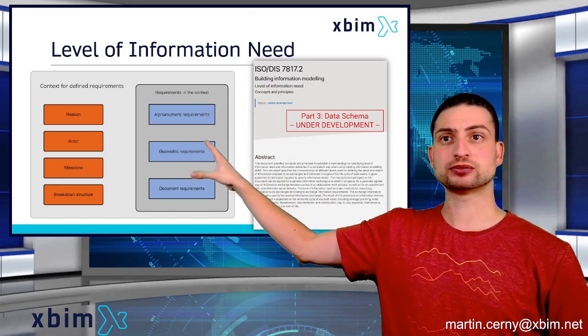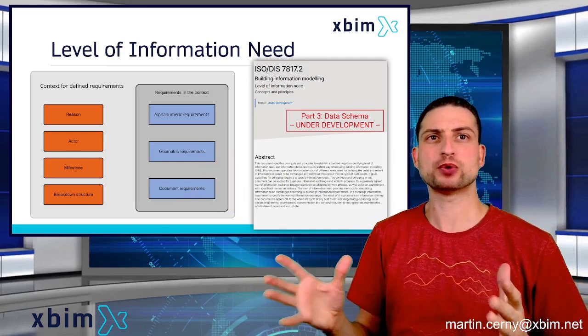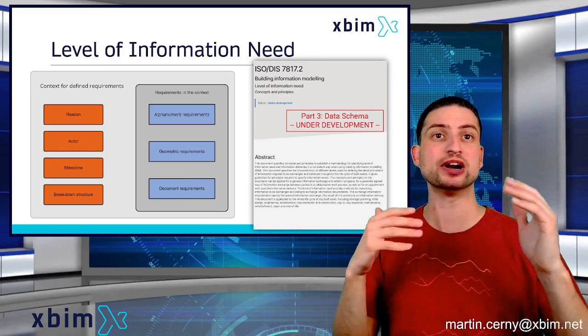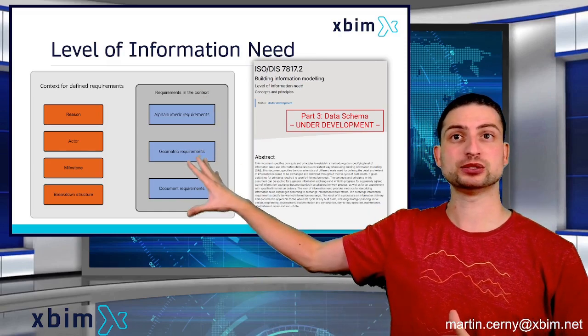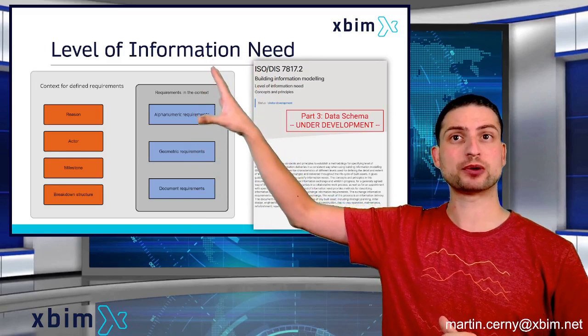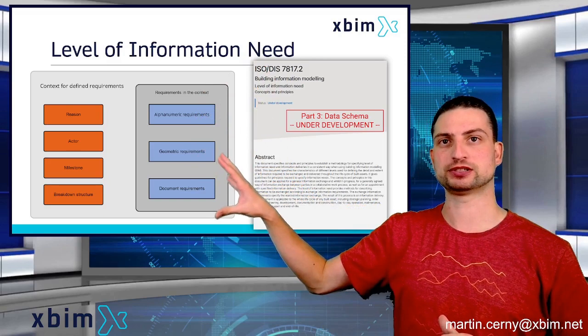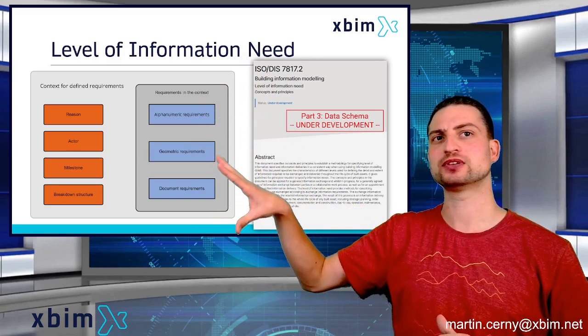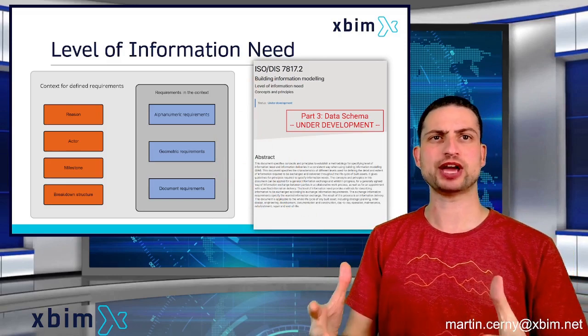You should have milestone, you should have breakdown structure. That might be classification or some other way to break your project down. And within that context, you would define your alphanumeric requirements, geometric requirements, and document requirements. That should be enough to define all you need to tell somebody what you actually want to get.